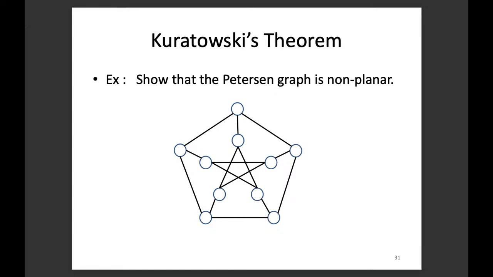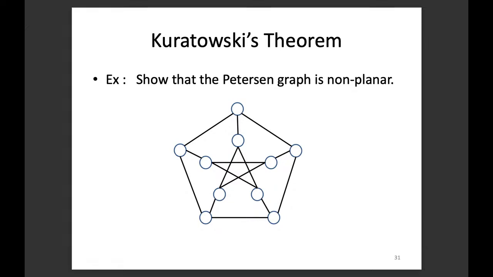Because we are talking about similarities by homeomorphism, and homeomorphism only adds or removes degree 2 vertices, the vertex degree cannot increase. So you don't see any vertex with degree 5. That means for this graph, you cannot find a subgraph that is homeomorphic to K5. Instead, we want to find a subgraph which is homeomorphic to K3,3.